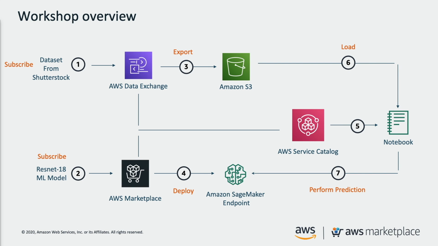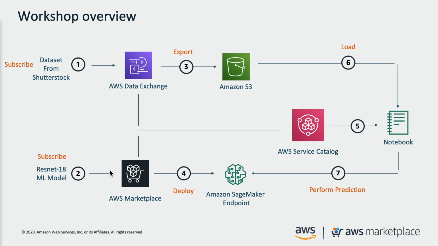So let me summarize what you did as part of the workshop today. First, you went into AWS Data Exchange and you subscribed to a dataset product from Shutterstock. Then, you went into AWS Marketplace. You looked at different pre-trained machine learning models and you subscribed to the ResNet 18 machine learning model.